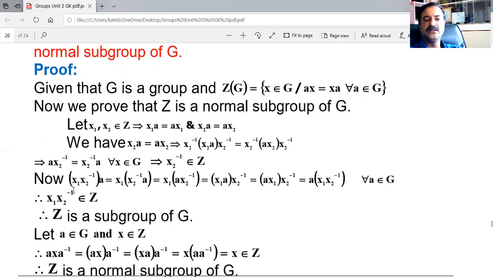That means this X1, X2 inverse is satisfying the abelian law with an element A in G. That means X1, X2 inverse belongs to Z. Okay? That means we are taking X1, X2 belongs to Z, and X1, X2 inverse belongs to Z. That means Z is said to be a subgroup of G. This is the first condition of the normal subgroup, which was proved.